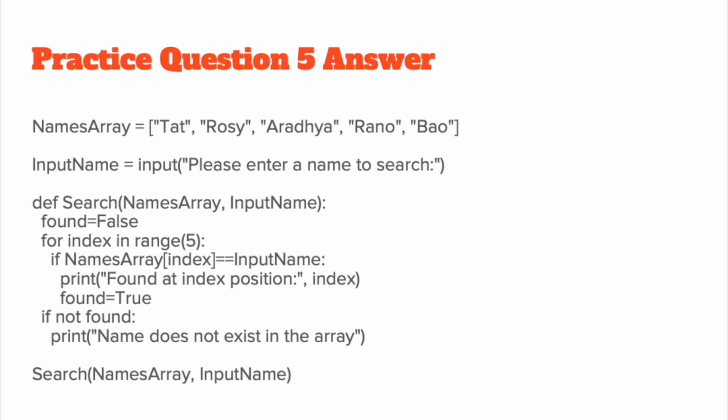Because we're not returning anything, technically it's a procedure, but we know that Python calls it a function. So search, names array, and input name are the 2 arguments that are passed to the function, and it should tell you whether the name exists or not.